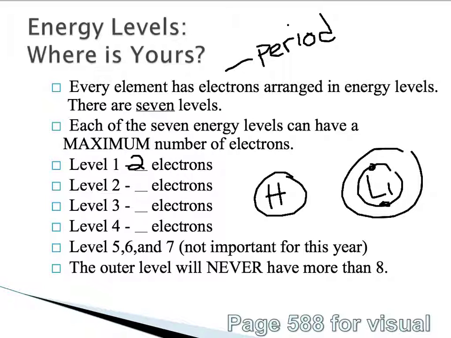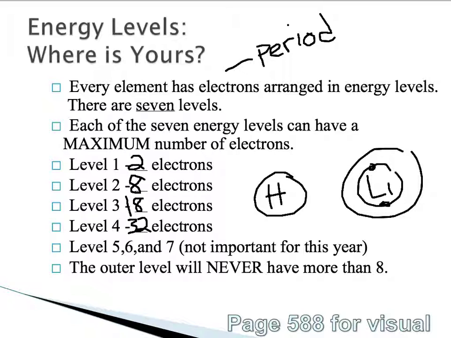If I do, I'm going to get it wrong, okay? There's only 2 electrons maximum. Level 2 can hold up to a maximum of 8 electrons. Level 3 can hold up to a maximum of 18 electrons. And then level 4 can hold up to a maximum of 32.